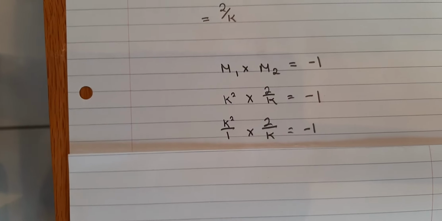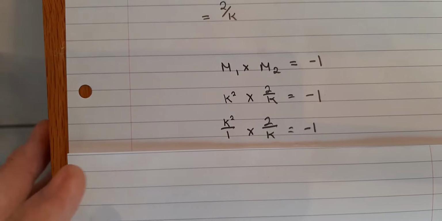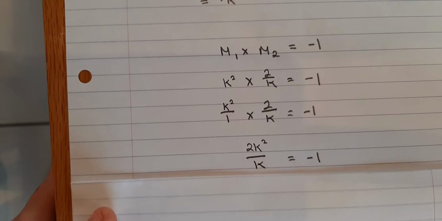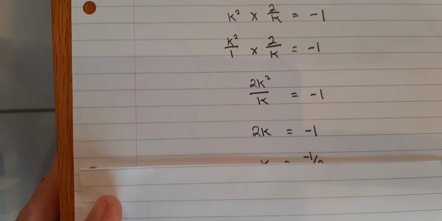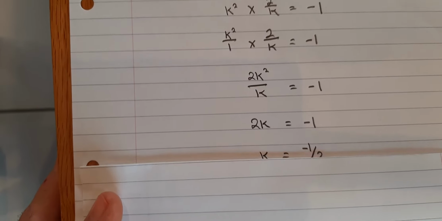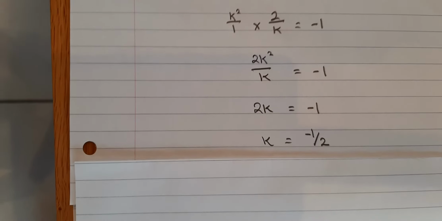k squared over 1 multiplied by 2 over k equals minus 1. 2k squared over k equals minus 1. 2k equals minus 1. k equals minus a half. So this is the first part of the question solved.